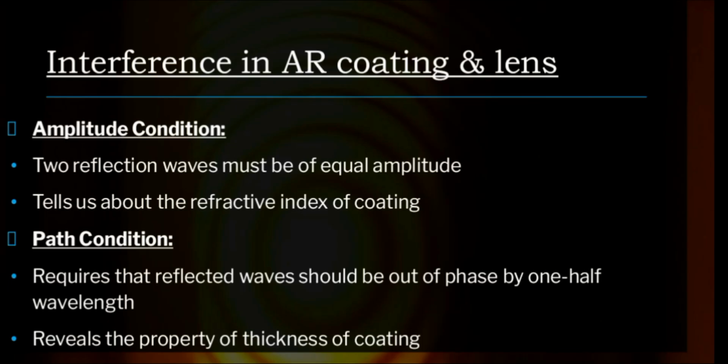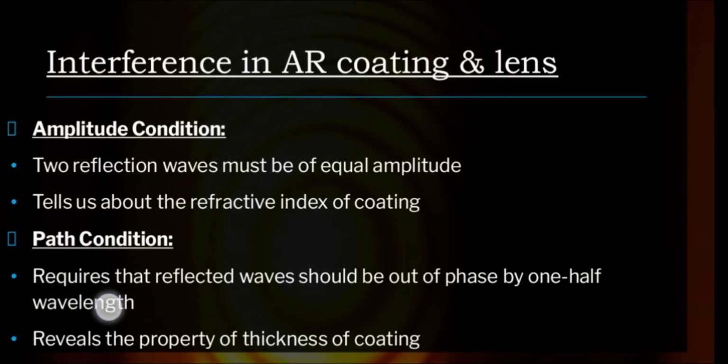So over here, interference in anti-reflective coating and lenses. Now we are going to discuss these two conditions. One is the amplitude condition, that the two waves must be of equal amplitude. What is amplitude? I'm going to add a short clip at the end so that you may see very clearly what interference is and what amplitude and wavelength are. But here you should know that the amplitude condition is that the two reflections should have equal amplitude, and this condition will tell you the refractive index of the coating, right? So this amplitude condition tells you the refractive index of the coating which you have applied onto the surface of the optical media or optical lens, right?